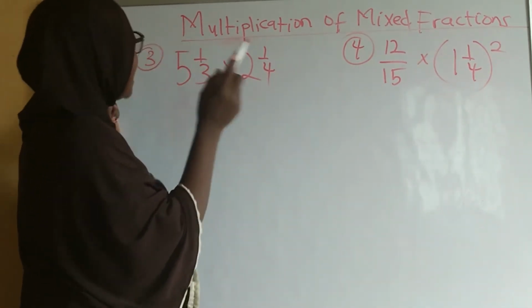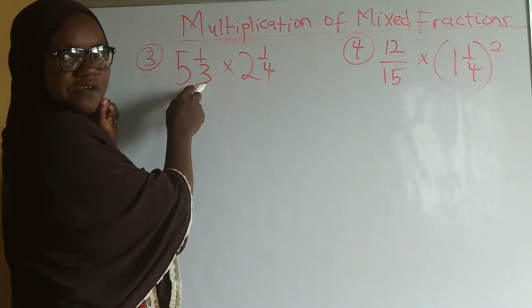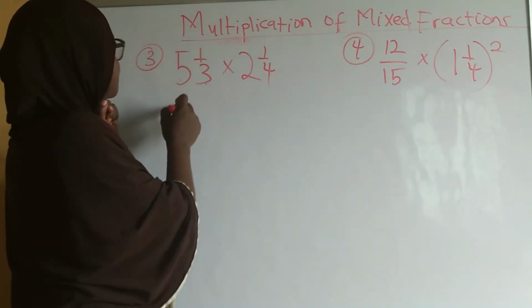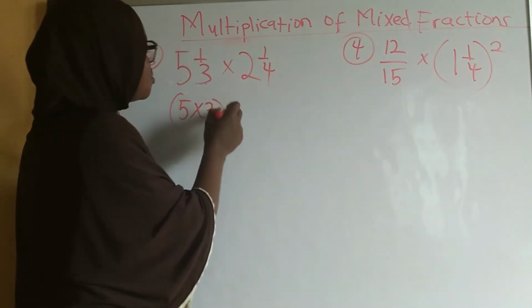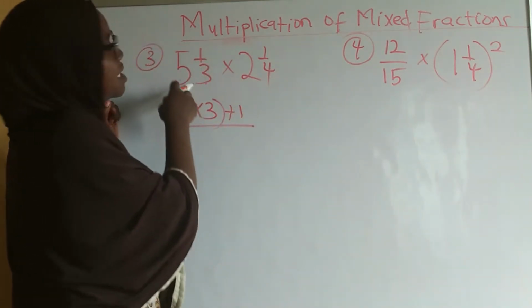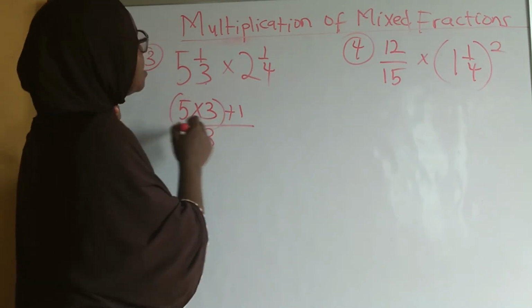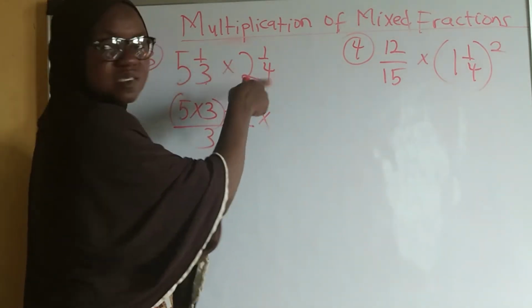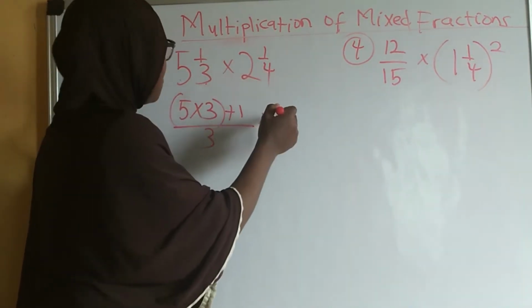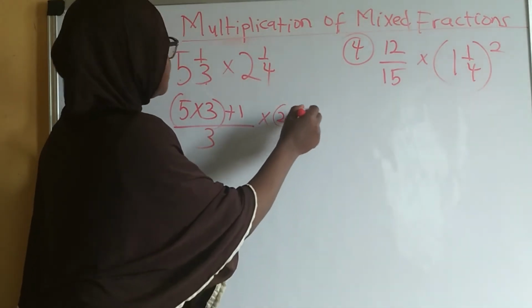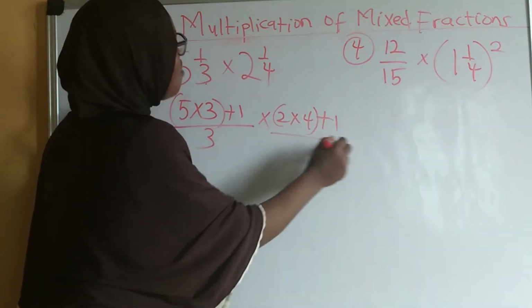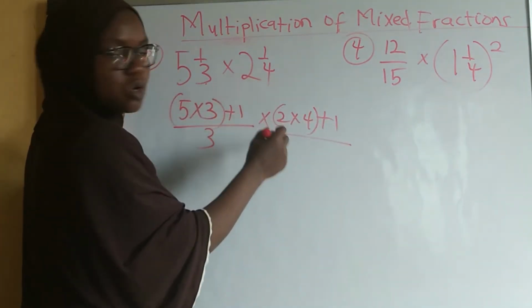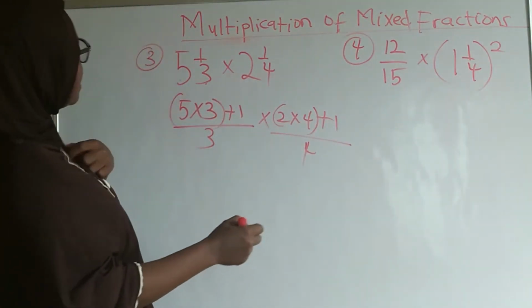Do you understand? And that is what? 5 times 3, 15. 15 plus 1. 5 times this 3 plus this numerator, which is what? 1 over what? This denominator, which is what? 3. You do the same to this one too. 2 times 4 plus this 1 over our denominator, which is what? 4.